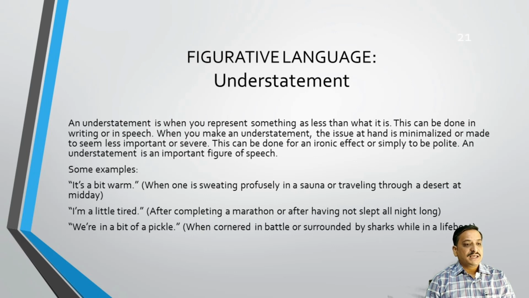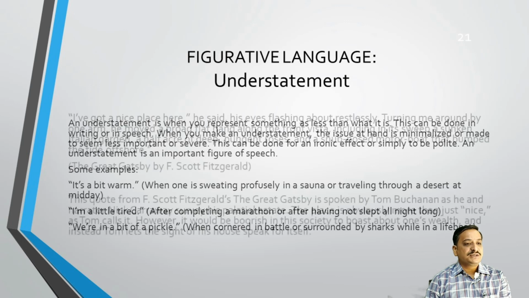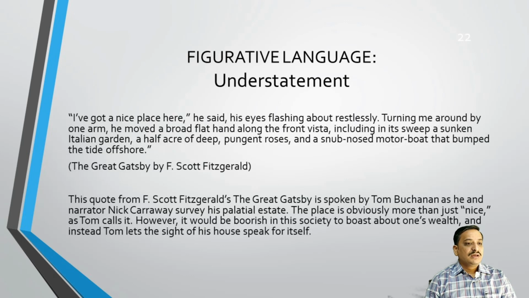And if you want to take examples of understatement from literature, we have F. Scott Fitzgerald's The Great Gatsby, from which we have this particular example. "I've got a nice place here," he says, his eyes flashing about restlessly, turning me around by one arm. He moved a broad, flat hand around the front vista, including in its sweep a sunken Italian garden, a half-acre of deep, pungent roses, and the snub-nosed motorboat that bumped the tide offshore.